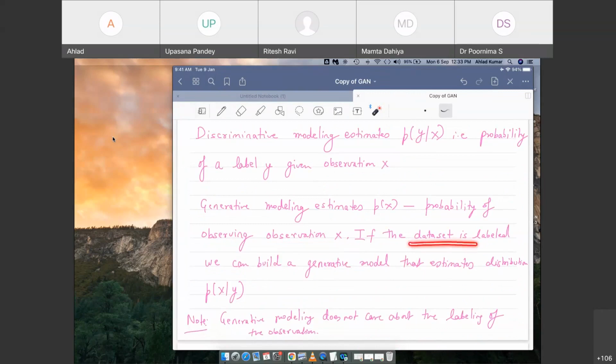If the data set is labeled, this is not required. But the important thing is that you are estimating the probability distribution, and from this probability distribution you are generating new data. That is the basic fundamental of generative modeling.